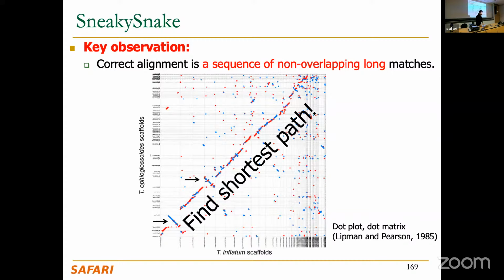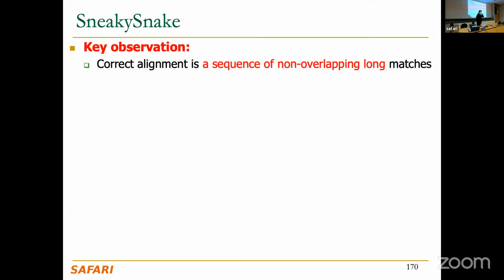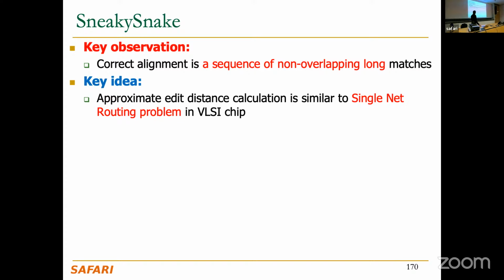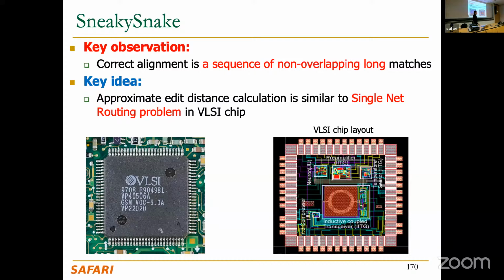So the question is, how can we find the shortest path from here to here by following other paths in the gap? This is the key idea in Sneaky Snake. What Sneaky Snake is doing is reducing the problem to the single net routing problem in VLSI chips. This is also similar to filling the dynamic programming table.